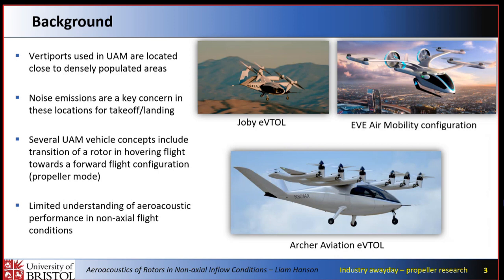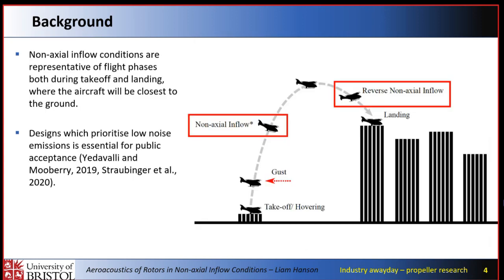A lot of the urban air mobility type configurations are eVTOLs, electric vertical takeoff and landing, and many of them incorporate transitioning the rotors from a helicopter type mode towards forward flight from close to the ground after takeoff. So we know from some results in the literature that we can expect noise changes, loading changes, but there's more work needed to be done to understand that properly.